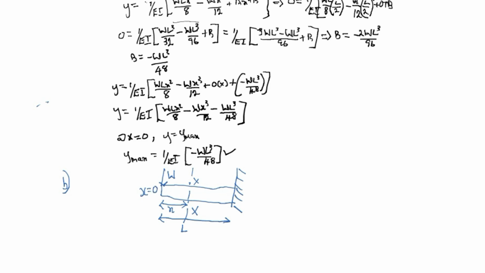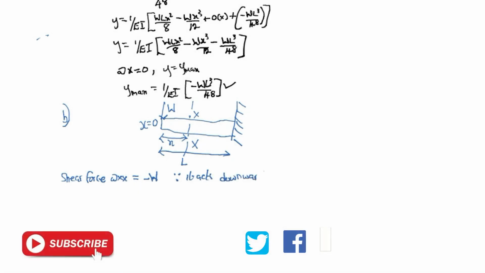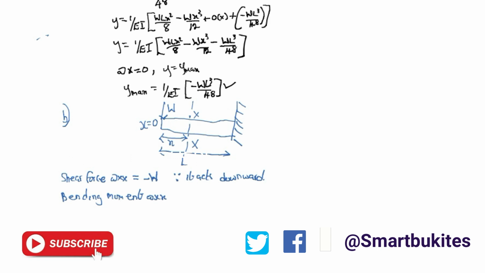Now, before we start anything, we know our bending moment equation and the shear forces are important. So our shear force at section XX would be equal to negative W, because it acts downwards. Then our bending moment, which is the force times the distance of displacement, at section XX is equal to negative W times x.